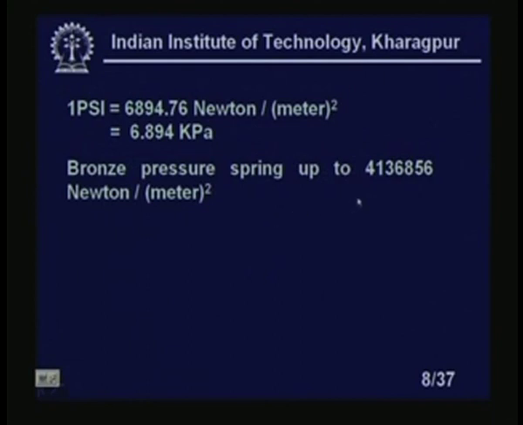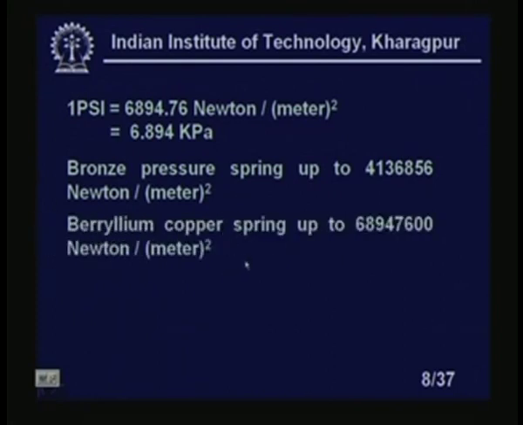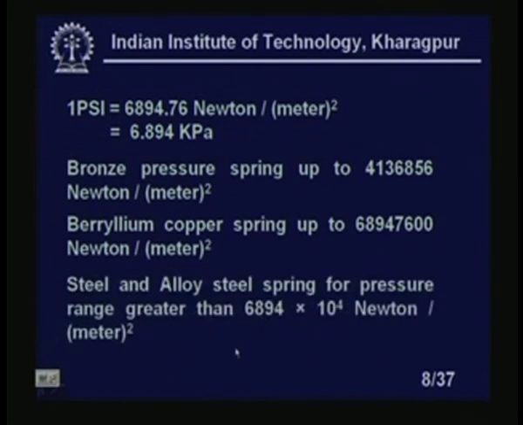Bronze pressure springs. Up to now I talked about the pressure spring, that means what is the material of the C type Bourdon tube. We have seen sometimes we use brass, sometimes phosphor bronze. Now, depending on the particular range, a different pressure transducer is used. Bronze pressure springs up to 4136856 Newton per meter square, beryllium copper spring up to 68947600 Newton per meter square. Then we have steel and alloy steel springs for pressure range greater than 6894 times 10 to the power 4 Newton per meter square.